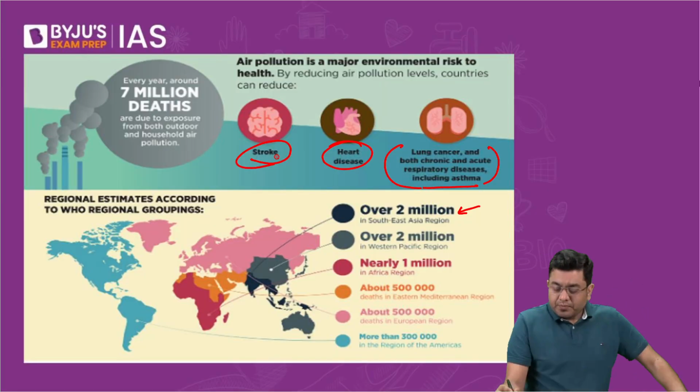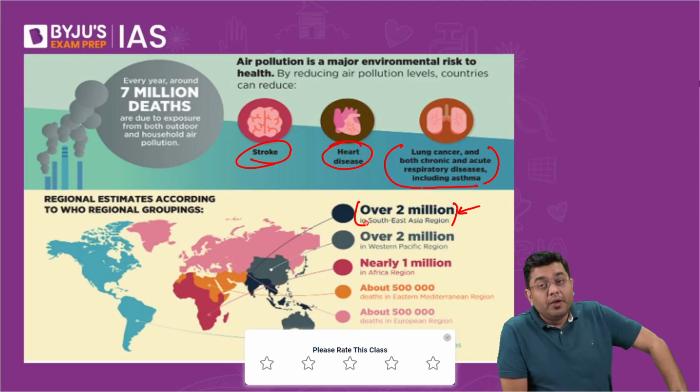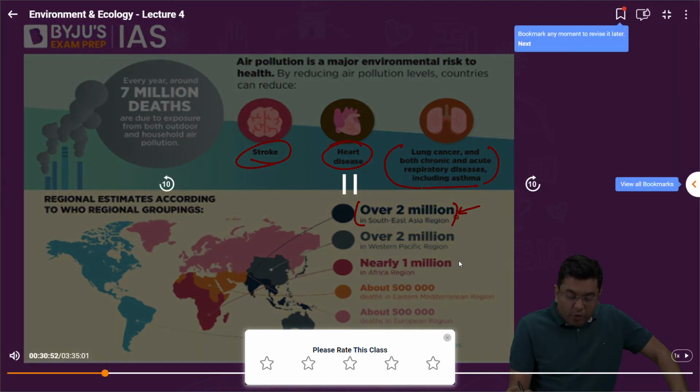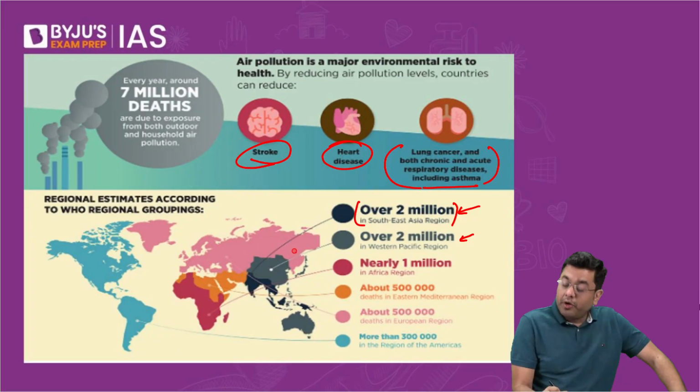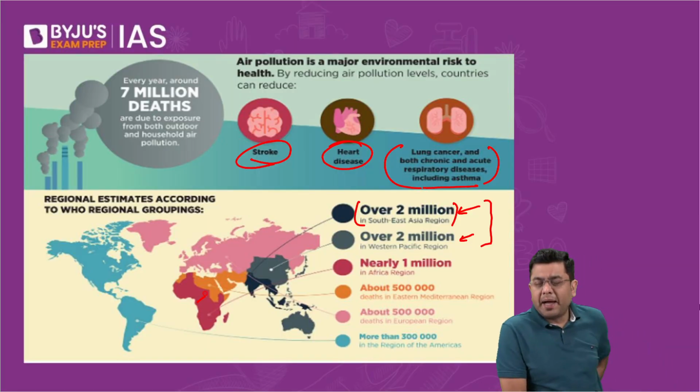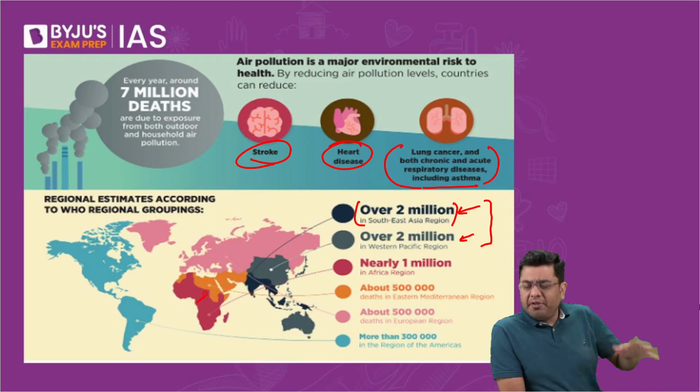Now here in the Southeast Asian region, you have 2 million people who get impacted. Even over the western part of the Pacific, that is across China and parts of Korea, you have around 2 million people getting impacted there also. So these are the data pointers that you should keep in mind. There is no point remembering how many people in Africa get impacted by air pollution. You should have an idea about South Asia and Southeast Asia.